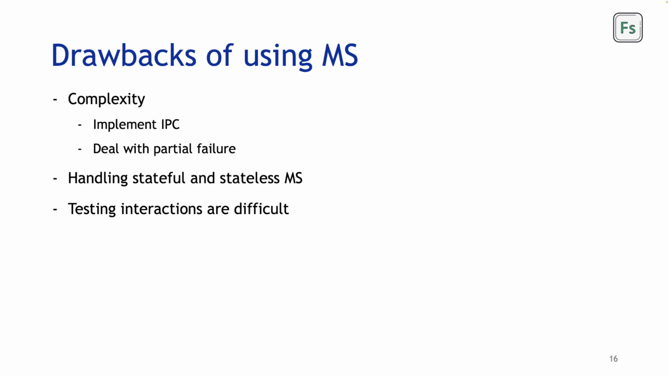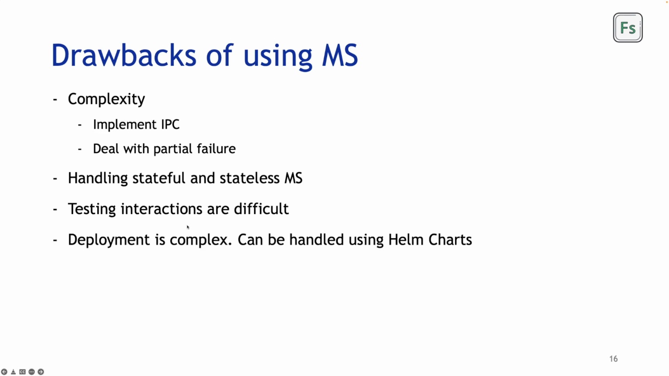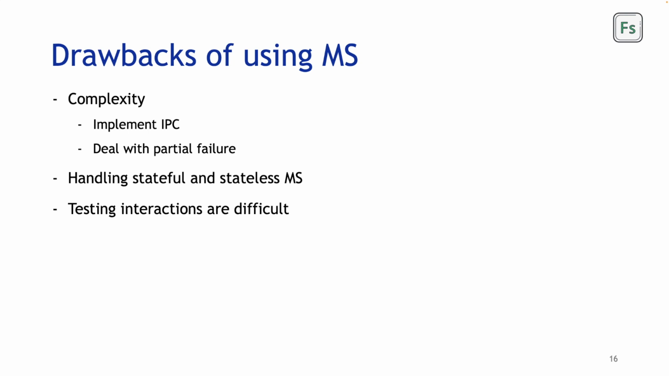Testing interactions. Integration testing is challenging, because now you have different services running here and there, and you have to test them and see different things. Testing interactions is more difficult compared to a monolith, where everything was deployed in one piece. Here you have to deploy one pod, deploy another pod, and test them.